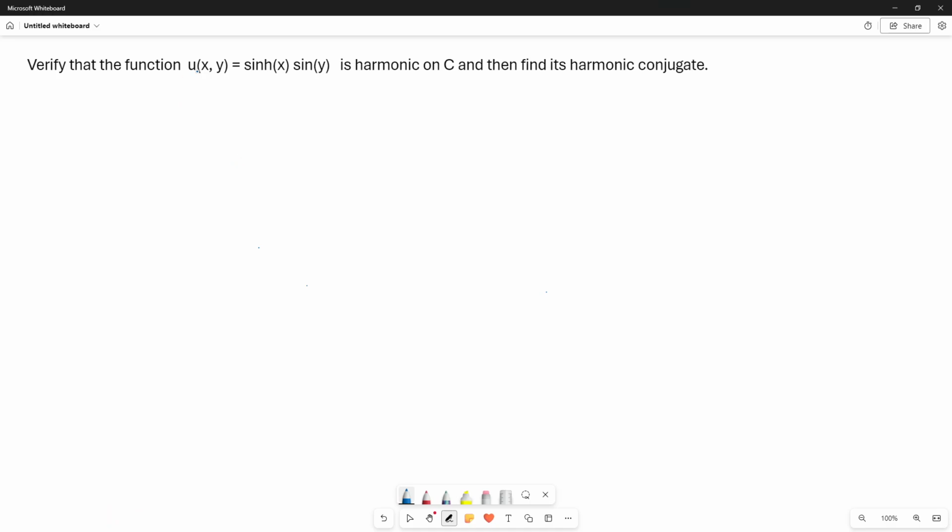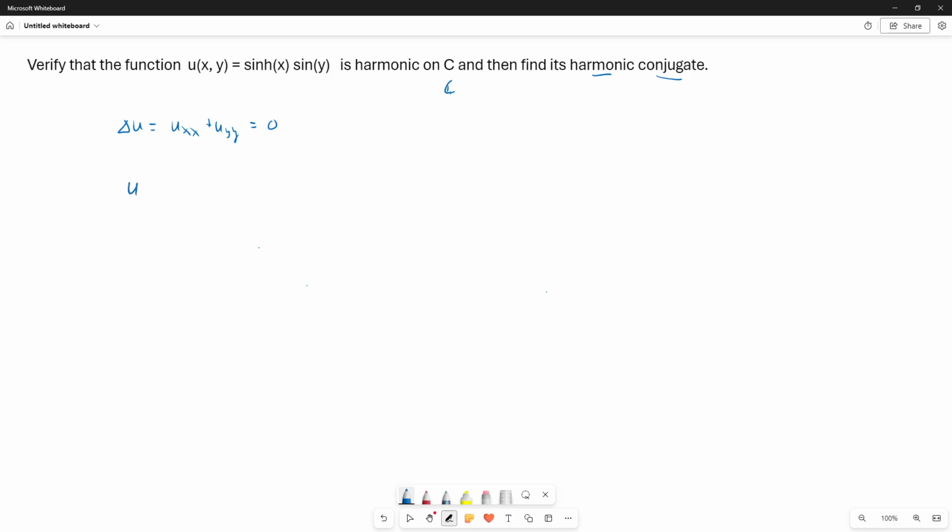Let's verify that the function u of x, y equals hyperbolic sine of x times sine of y is harmonic on all of the complex plane. And then we will find its harmonic conjugate. So first, to show that it's harmonic, we have to show that the Laplacian of u, which is the sum of the pure second partial derivatives, is equal to 0.